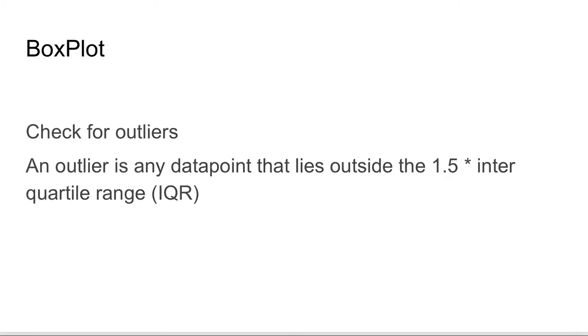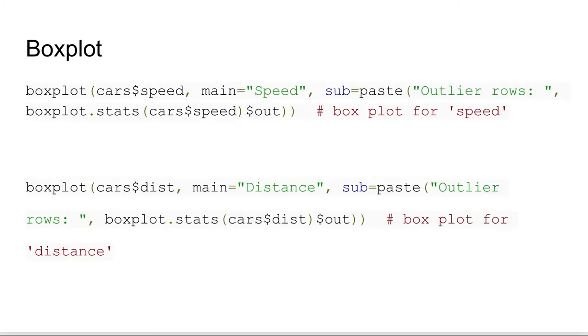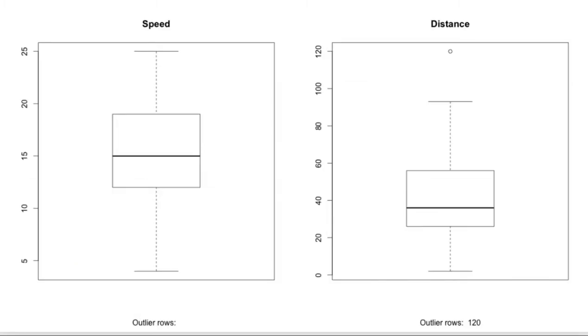The box plot is used for checking outliers. An outlier is any data point that lies outside of 1.5 times the interquartile range. And this is the R code for running the box plot. Here we can see there's one outlier for the distance. However, it's not very far away from this range, so I decided to keep it. You can make your own decision. If you want to remove it, please give a full discussion on why you think we should remove it.